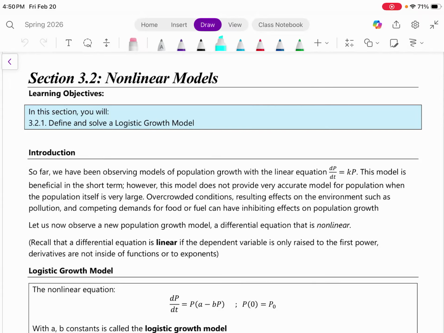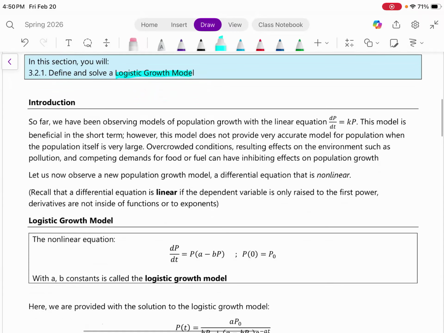In this video, we're going to take a look at our first nonlinear models. And our first nonlinear model that we're going to really check out is the logistic growth model. So let's take a look at that.